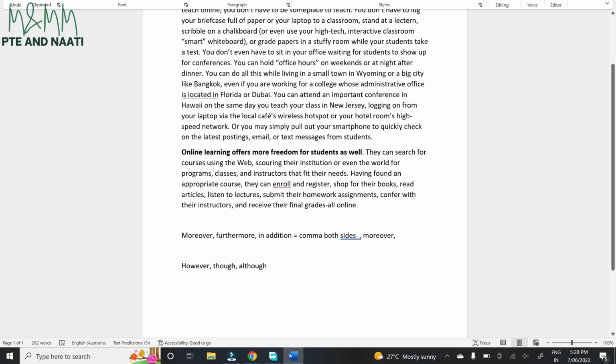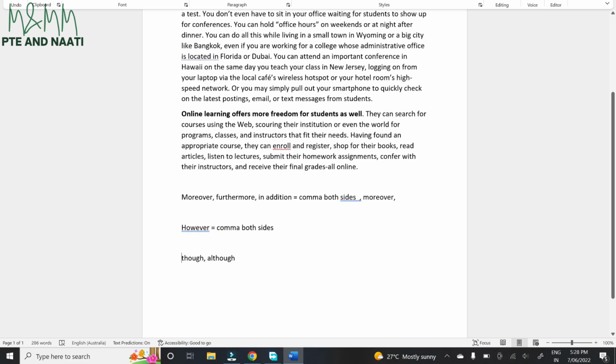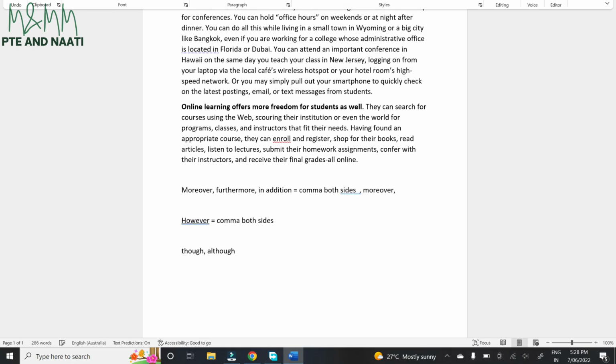In however, though, and although, for however, this is something you can even write down. However, again, you need to put a comma on both sides. Whereas for the remaining two connectors, though and although, the grammar rule says no comma on either side. Now, even with though and although, you can put a comma before them, it's still grammatically correct. But the easiest grammar rule to memorize is for though and although, you don't have to put a comma on either side. It is still going to be absolutely correct.